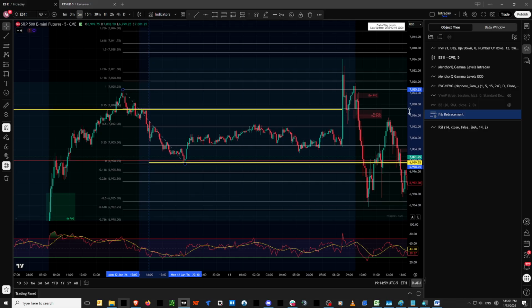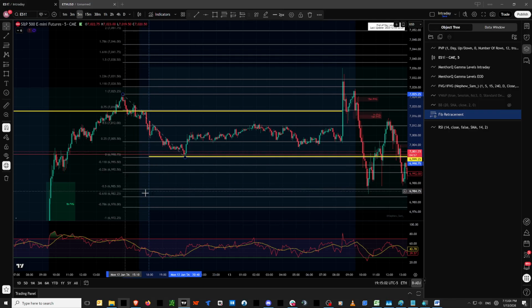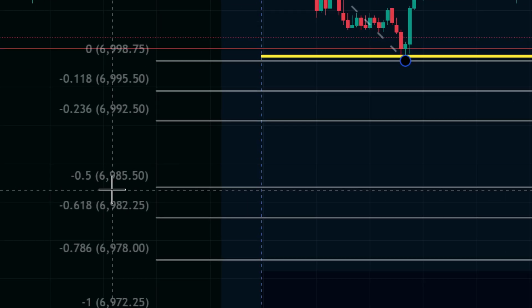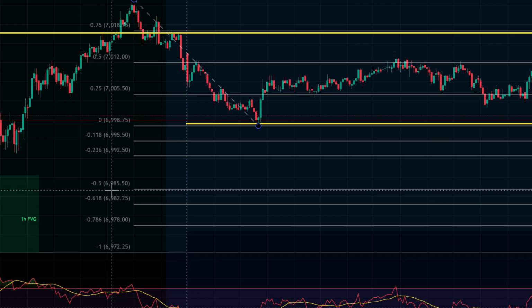Well, how far did it come down? What's this number right here? 0.5. Now, you say, well, that's not a Fibonacci number. We just watched you do the math. Actually, you're right. It is not a Fibonacci number, but it is part of the measured move because it's half. So we do include the 0.5 when we talk about the measured move. All right? So there's something to keep in mind.